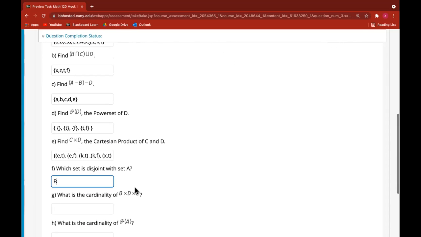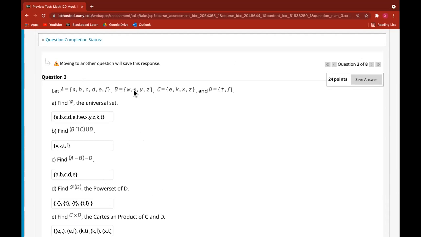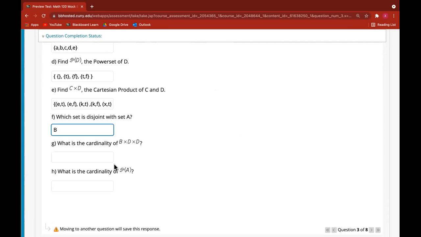Okay, and next we want to find the cardinality of B cross D cross D, which means you just want to find the size, right? So you have B cross D, which means you have 4, right? The cardinality of B is 4, cardinality of D is 2, so I have 4 times 2 times 2. And that will give us 16.